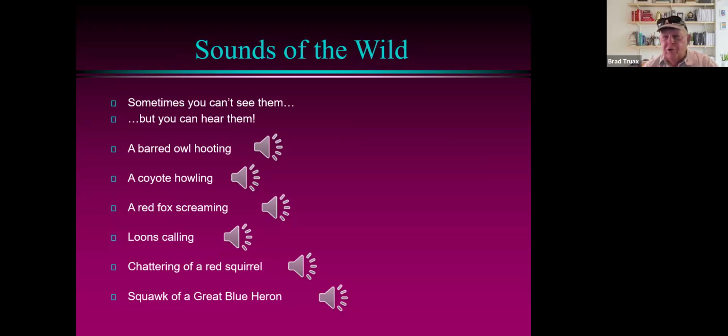Yeah, the call of the loon is very distinctive. Once again, this is the yodel of a loon, which is only done by the male loons. You've all heard the chattering of the red squirrel. That's the squawk of a great blue heron.